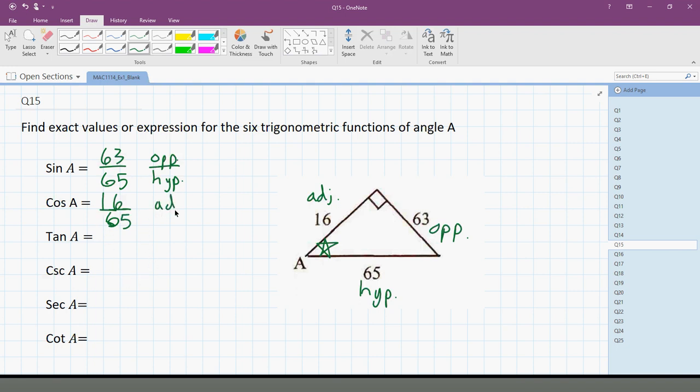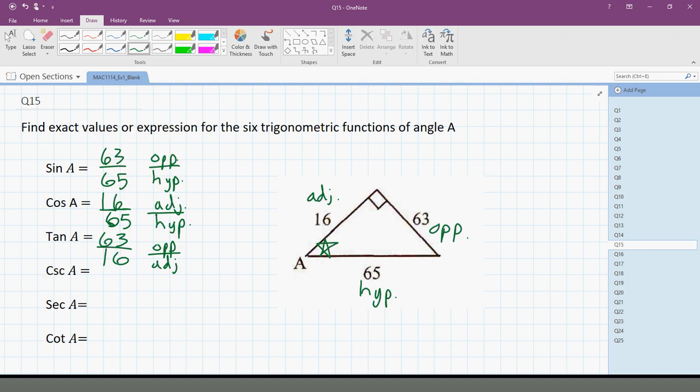Because that's the adjacent over the hypotenuse. Tangent is who over who? 63 over 16 is absolutely correct because you've got the opposite over the adjacent. Okay? And then now the other guys is just like what we've been talking about. These are all those reciprocals.